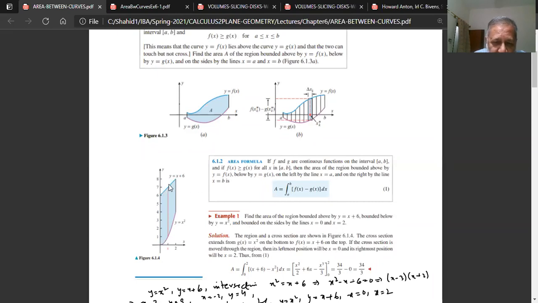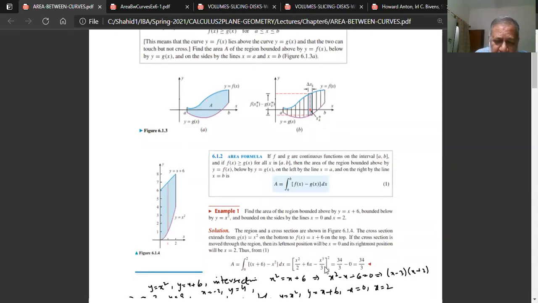So y equals x plus 6, which is a straight line. Here function values are larger as compared to y equals x squared between x equals 0 to 2. So this is just a simple, straightforward upper function minus the lower function integrated between the interval given. So this integration is very simple.